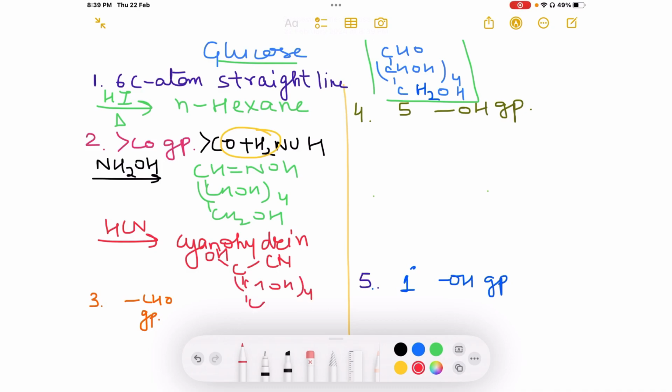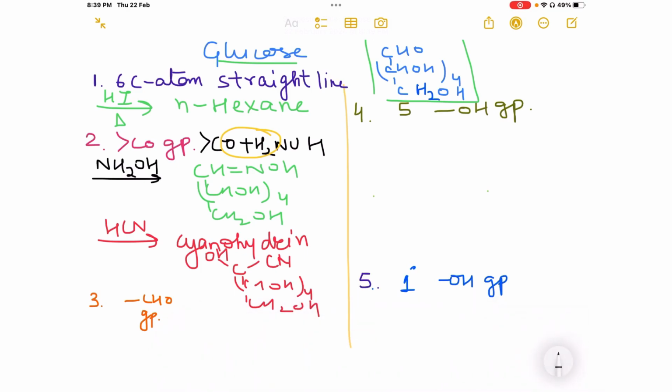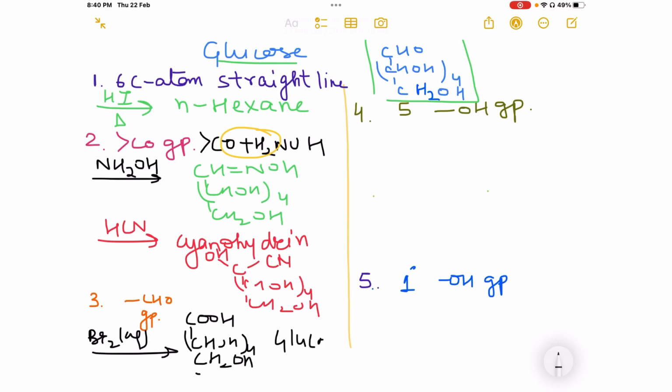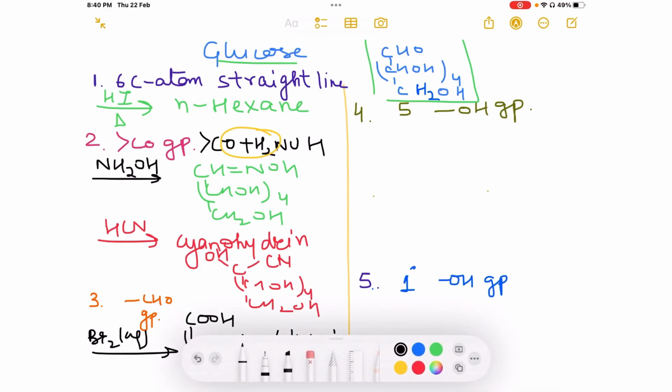Then the next part: with the help of a chemical reaction, show the presence of an aldehyde group in glucose. For this purpose, we react glucose with a mild oxidizing agent, bromine water. This results in the formation of gluconic acid. CHO changes to COOH here. Rest of the structure is the same, only the terminal CHO part changes into a COOH part.